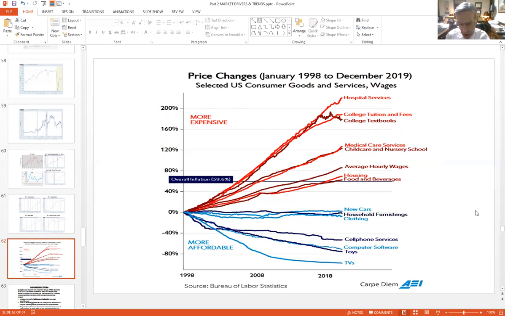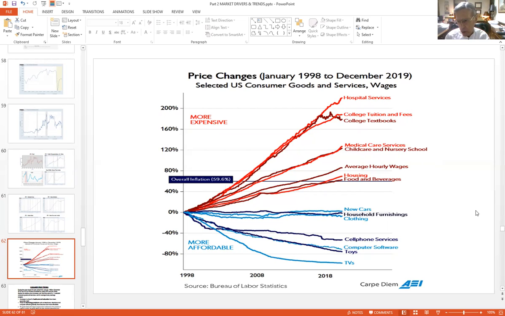These are rates of price increases from 1998. And you can see that hospital services, college tuition, college textbooks, to a somewhat lesser degree recently, and medical care all are more expensive today than they were back in 1998 or even 2008.